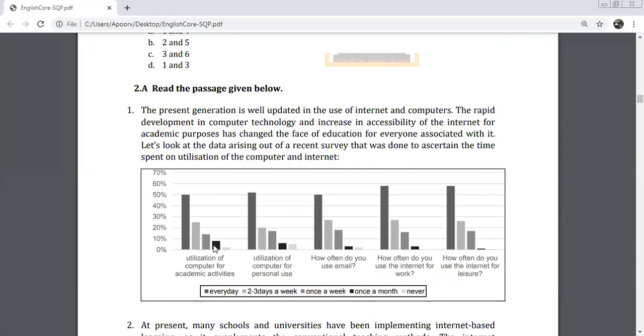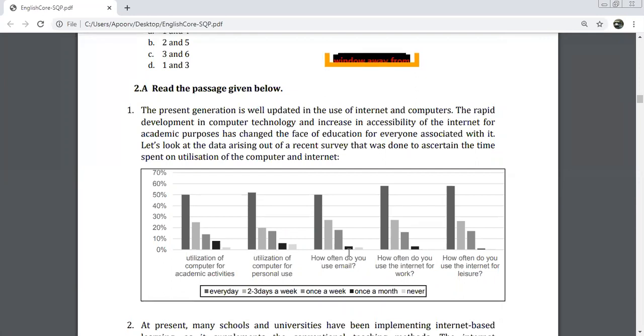Now let's see. You have to see these black ones. Now let's have the right answer. It would now be option C. Option C over here. Once a month. Yes, once a month over here.